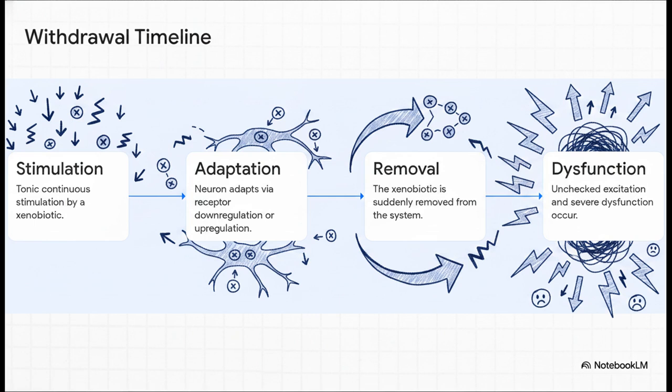First, you have tonic, continuous stimulation by a xenobiotic. Let's use a depressant as an example. Second, the neuron adapts to survive. Since it's being overly inhibited by the drug, it will downregulate its inhibitory receptors and upregulate its excitatory ones, just to find a new functional baseline. Third, the xenobiotic is suddenly removed. And fourth, because the brain structurally changed its receptor scale to fight that depressant, you are suddenly left with explosive, unchecked excitation. It's like a slingshot letting go.